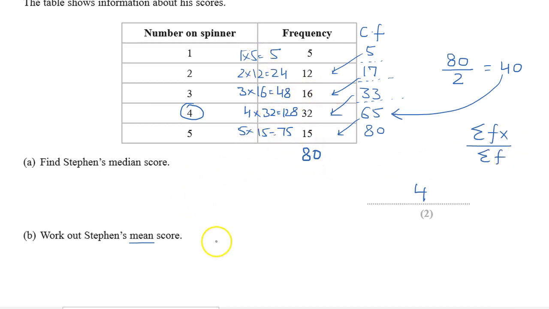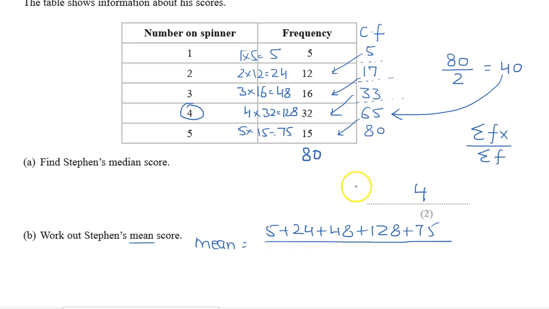So the mean score will be 5 plus 24 plus, we have to add all this, and then 75, and we divide it by the total number of frequencies, that is 80. So the answer will be 3.5 is the mean score.